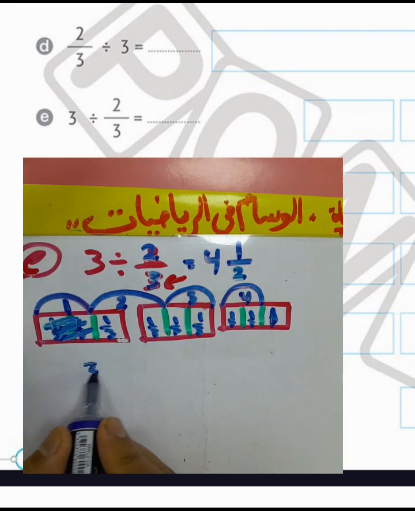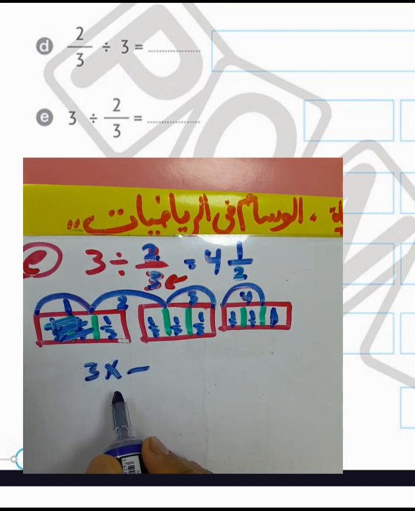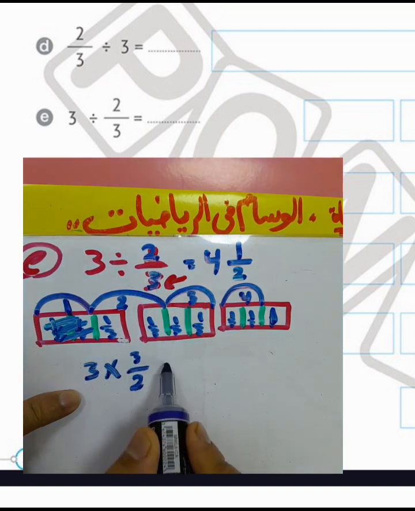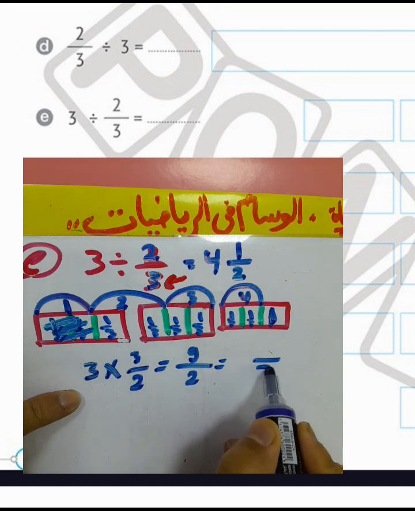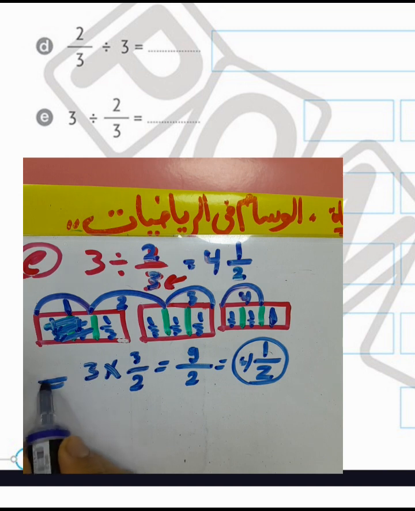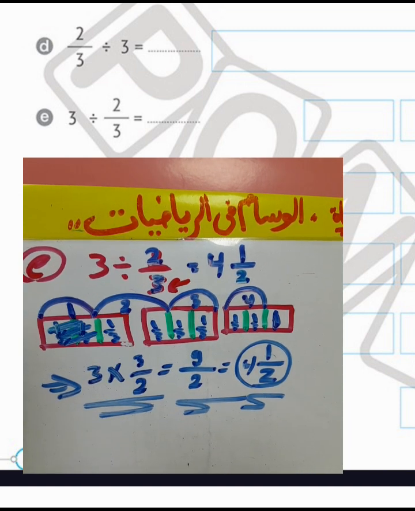Okay, we know 3 is the product. To convert this example, write the reciprocal of this number: write 3, and the reciprocal of 2 over 3 will be 3 over 2. Okay, we know 3 times 3 equals 9. 9 divided by 2, write 2 in the denominator. 2 times 4 equals 8, and the remainder 1. Okay, it's the algebraic solution for this example.